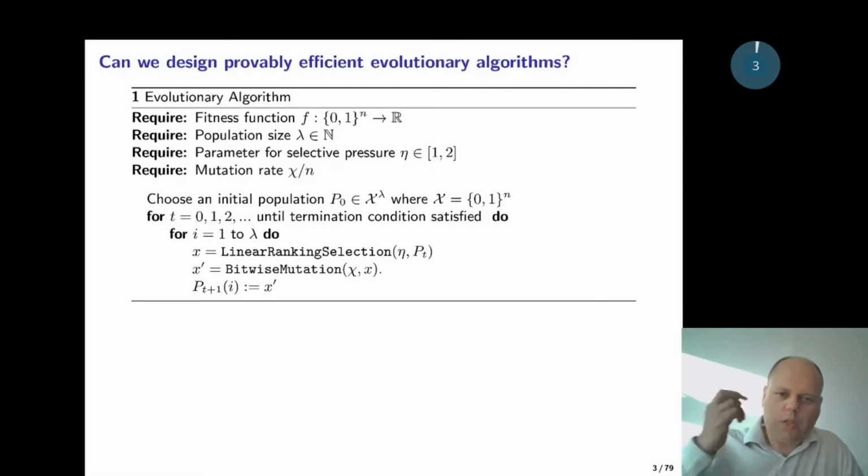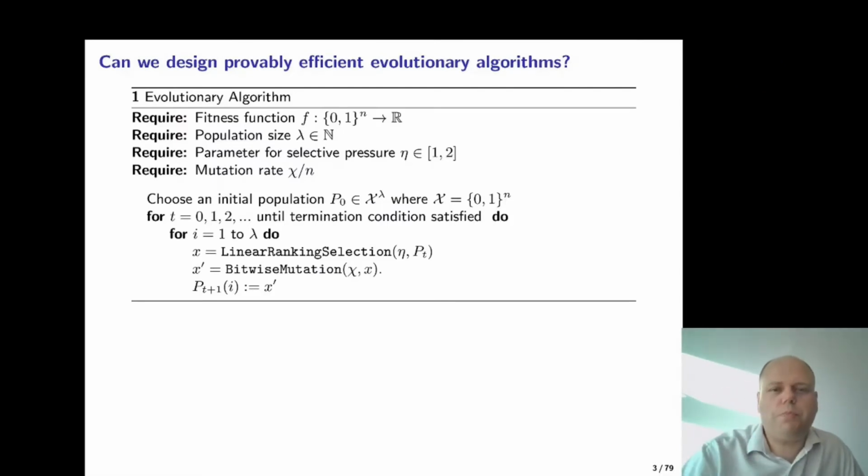Okay, so here is an example of a specific evolutionary algorithm. We have as input a fitness function which assigns a fitness value to every bit string of length n. We have a population size lambda, which is a parameter. We have a parameter for the selection pressure called eta in this particular case. This is just a value between 1 and 2. And then we have a mutation rate g over n. To use this algorithm we need to choose 3 parameters: the population size, selection pressure, and mutation rate.